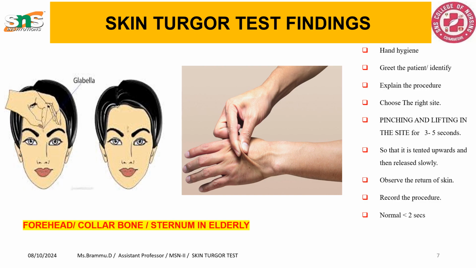How do we do the skin turgor test? The sequence is: perform hand hygiene, greet the patient, identify the patient, then explain the procedure. You're going to choose the right site. As I told you, in the elderly you have to go for the forehead, collarbone, or sternum. And we do the pinch test, such as pinching the dorsum of the hand. You are going to hold it for at least 3 to 5 seconds, see the skin dented upwards, and then slowly release it.